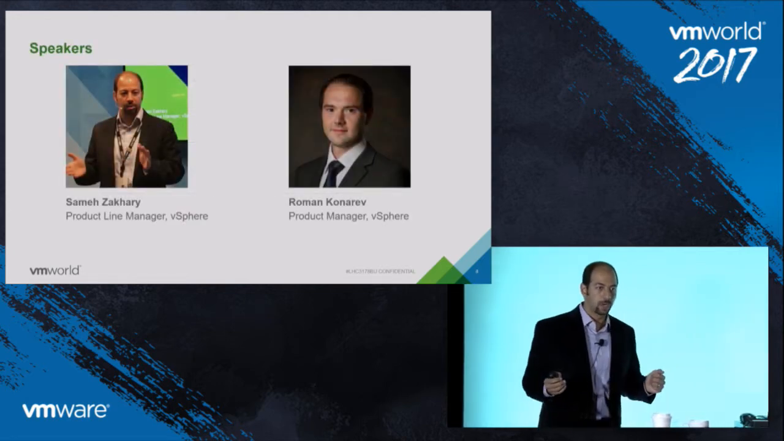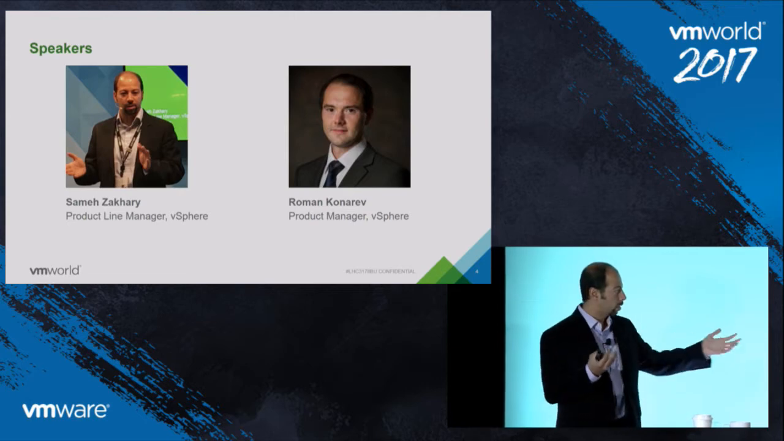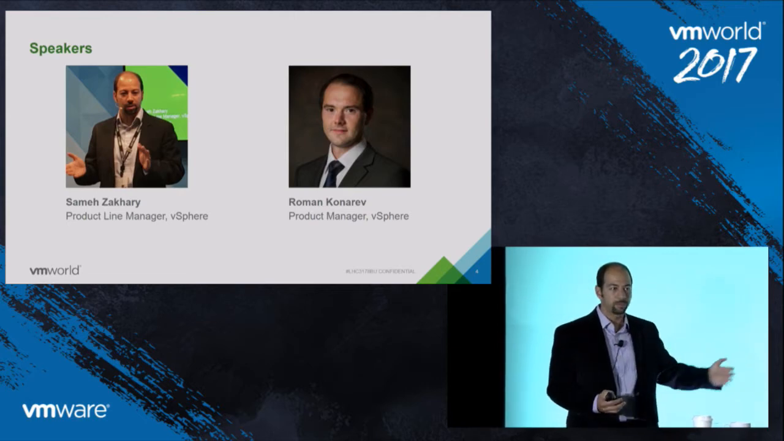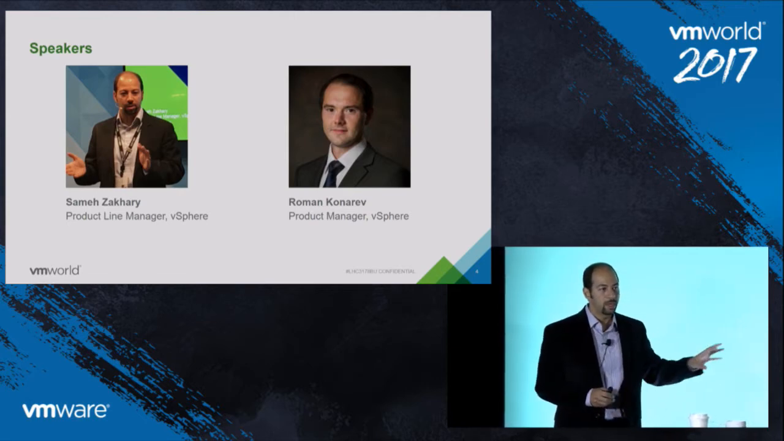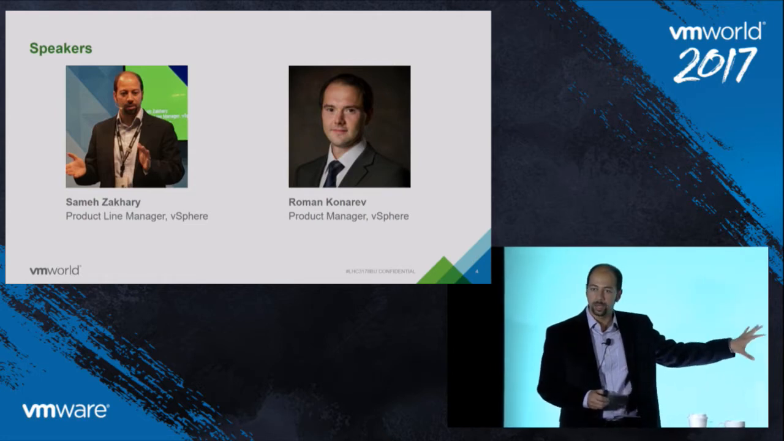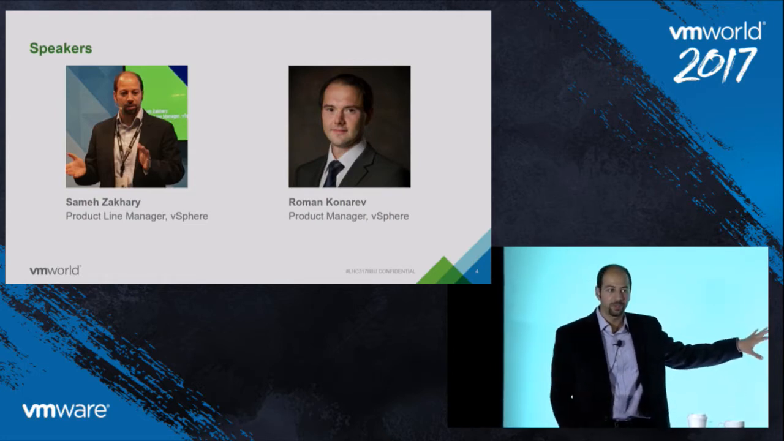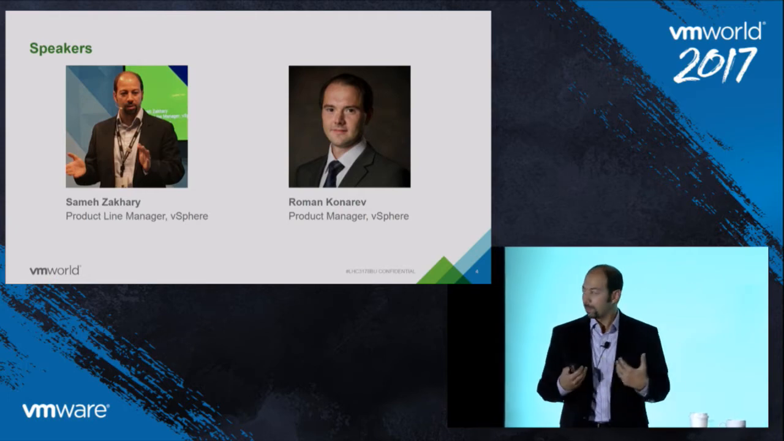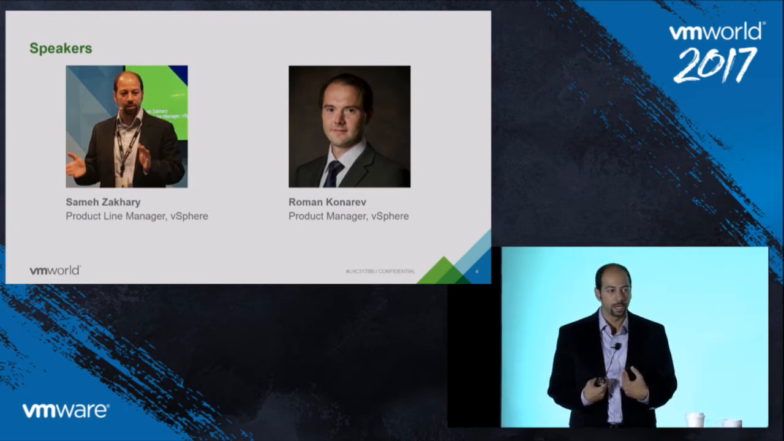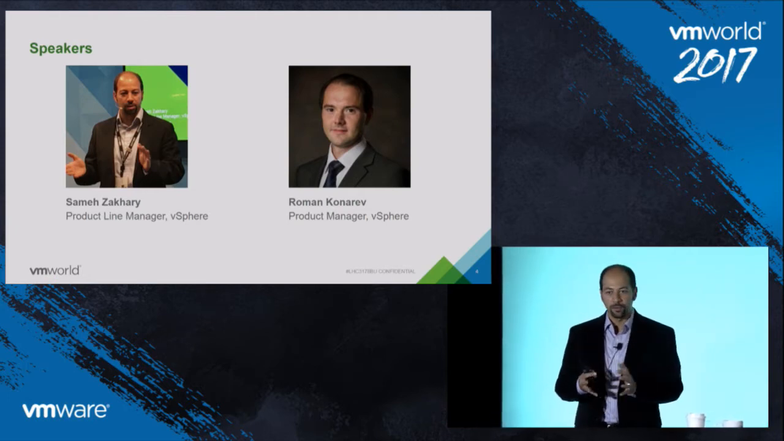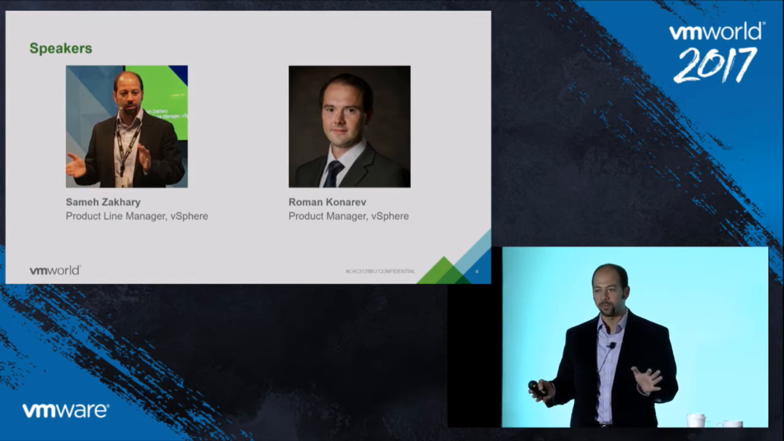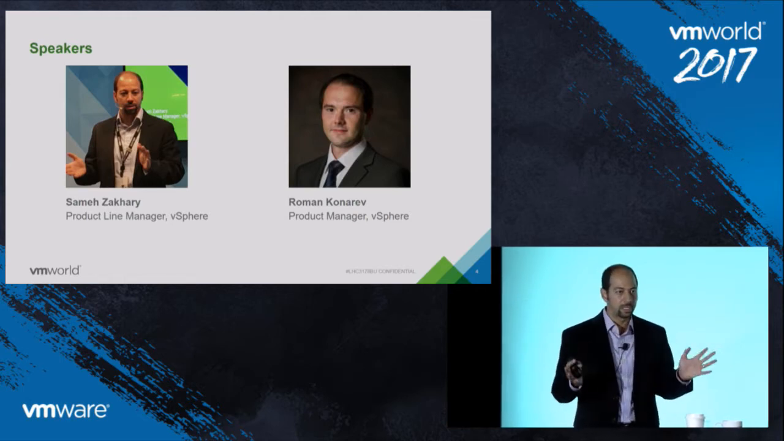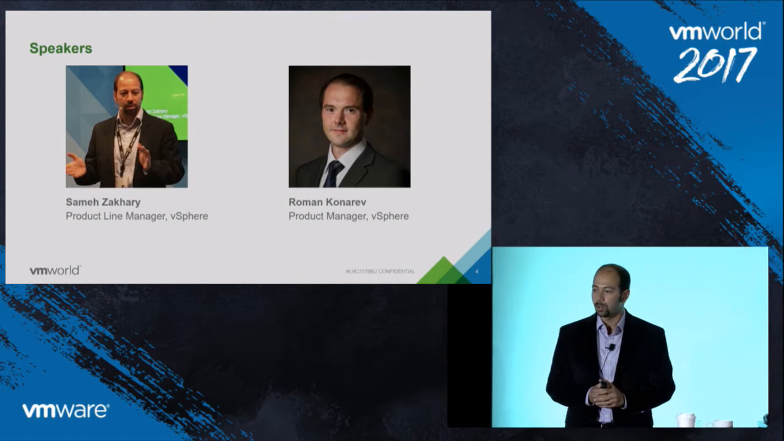So just to introduce ourselves, my colleague is Roman Konarev. Roman is a product manager in the vSphere team, and he focuses primarily on content library as well as a feature that you're all familiar with called vSphere HA. And my name is Samah Zakari, and I'm a product line manager in the vSphere team. I focus on core vCenter platform features such as availability, scalability, hybridity. That's the scope that we have.